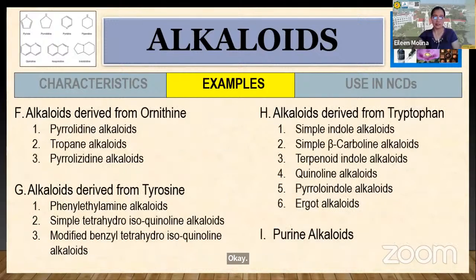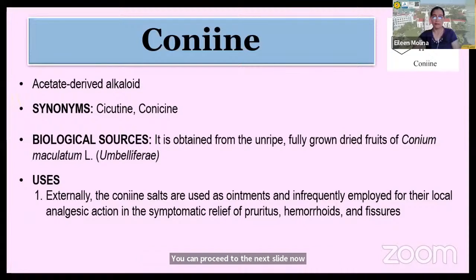Ephedrine, on the other hand, is an example of the phenylalanine-derived alkaloid. The levoephedrine is extensively used as a bronchodilator. You can proceed to the next slide now. We are already on ephedrine. The levoephedrine is extensively used as a bronchodilator, and the dextropseudoephedrine is one employed widely as a decongestant.